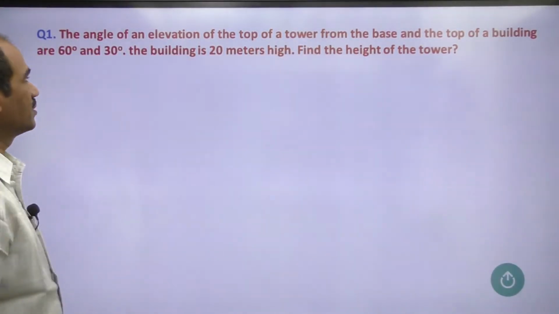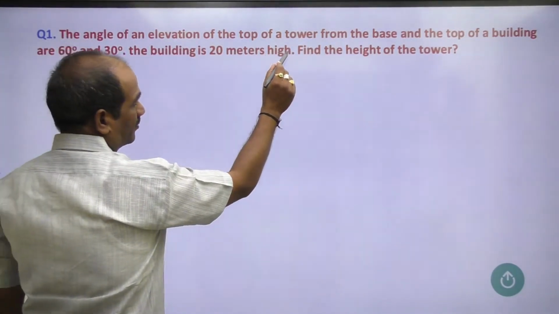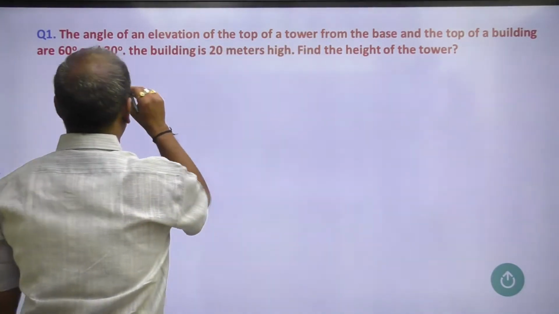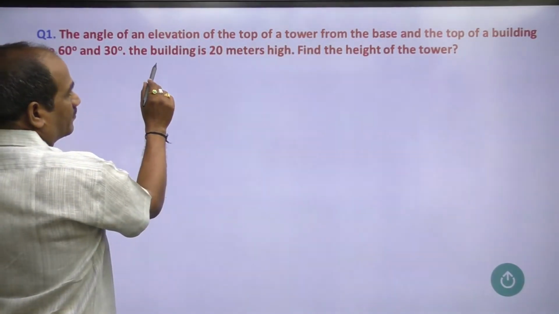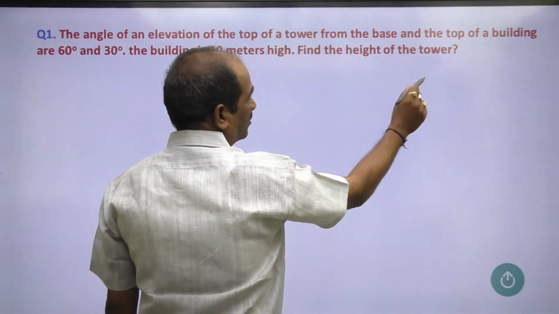See here in this first question. The angle of elevation of the top of a tower from the base and top of a building are 60 and 30 degrees. The building is 20 meters high. Find the height of the tower.